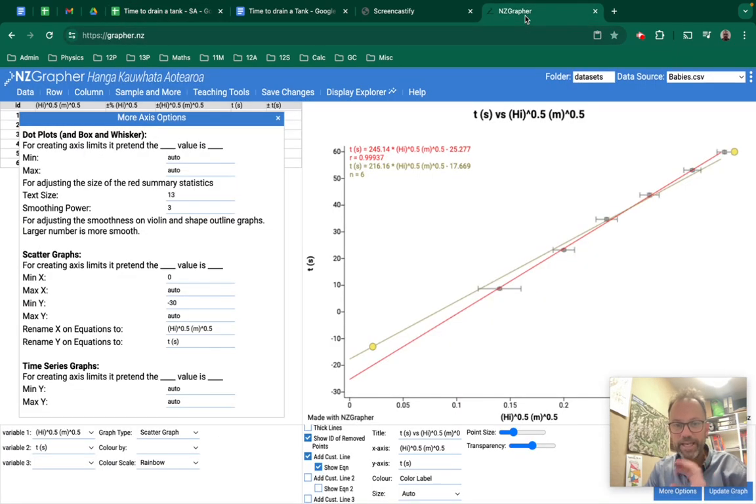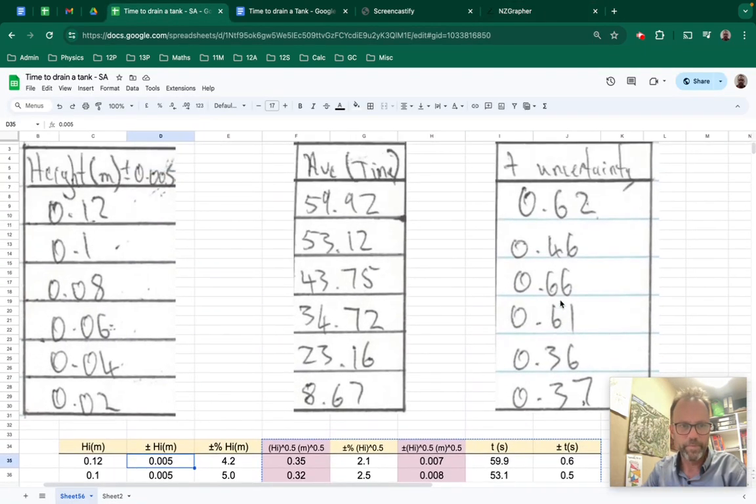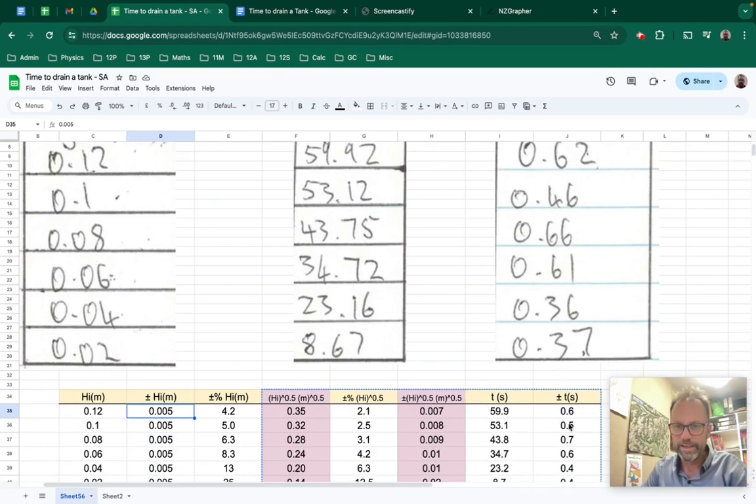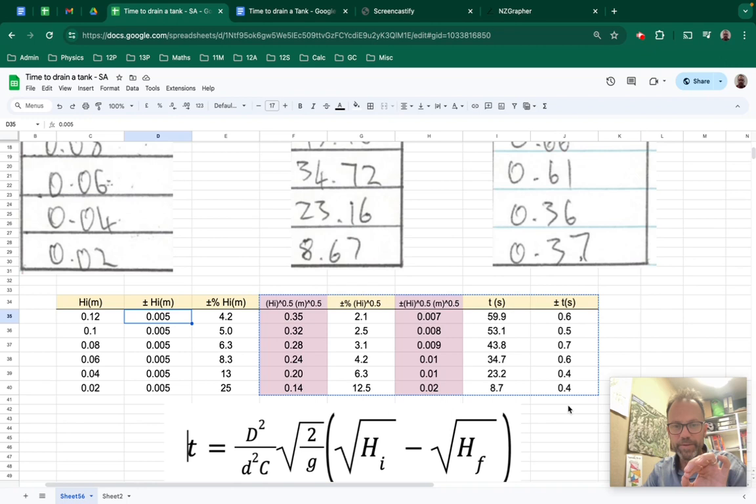Now, just as it happens, I've already got this pre-programmed. So basically what I've done here is I've put the horizontal axis as the square root of HI, and the vertical axis, your dependent variable, is the TF. And I've basically gone down here and included the error bars. Okay, where are those error bars from? There's the half range rule. So for example, 0.6 uncertainty. This one here, 0.66 would be 0.7. This one here, 0.37 would be 0.4 uncertainty. So there's the uncertainty for the time data.